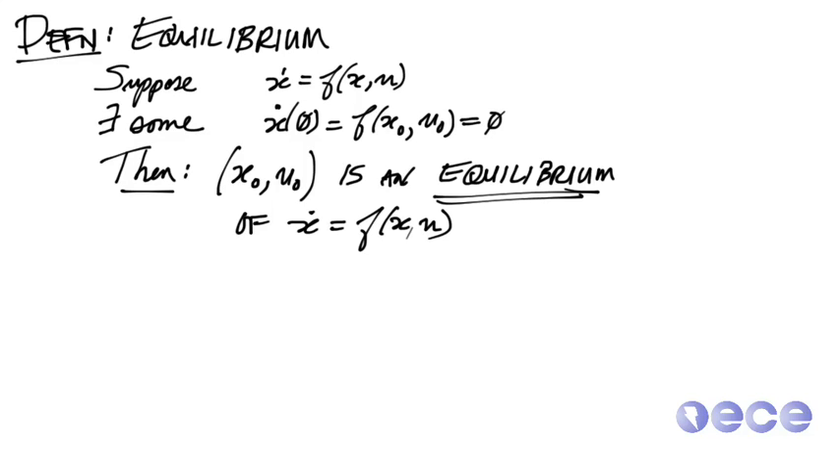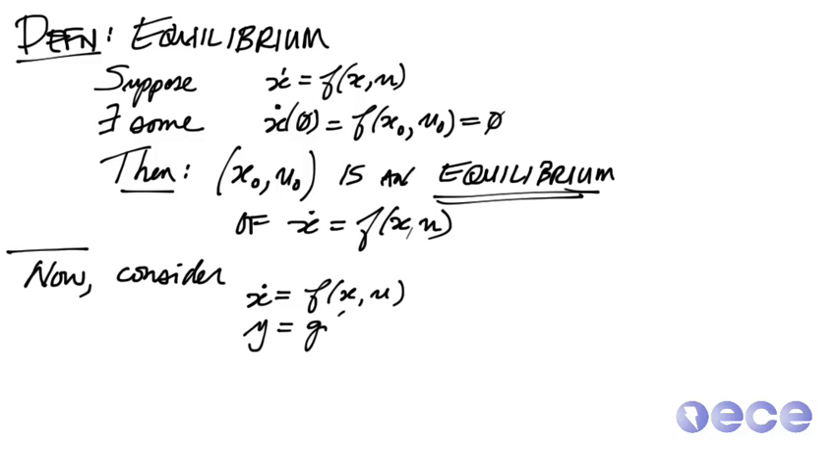And it's not necessarily the case that a function f of x, u will have exactly one equilibrium. Sometimes the equilibria for a function f could be all over the place. There could be many different points where it would be an equilibrium, where there's no motion in terms of the state's derivative.